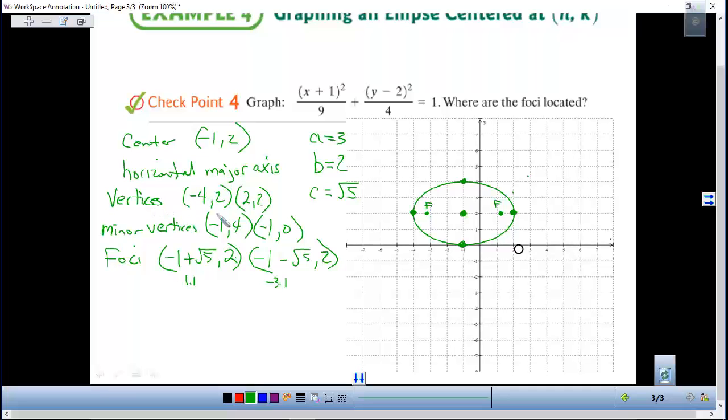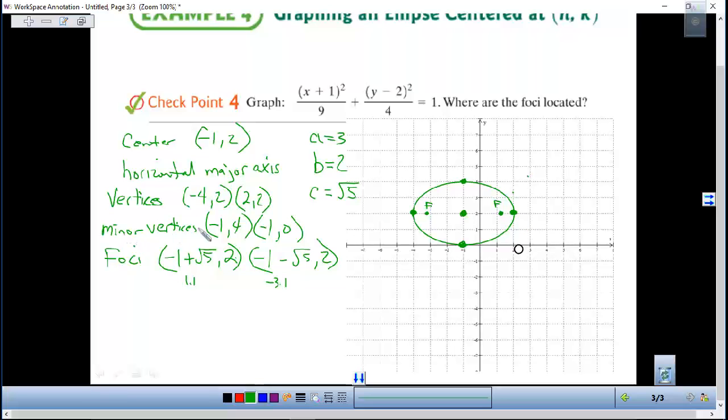All right, so that gives me vertices that are going to change my x value. So I'm going to add 3 and subtract 3 from negative 1. So negative 1 plus 3 gives me 2. Negative 1 minus 3 gives me negative 4. So I get negative 4, 2, 2, 2. And that's this point right here and this point right here.